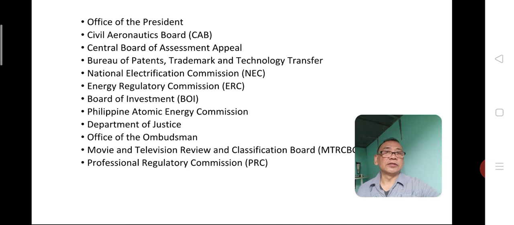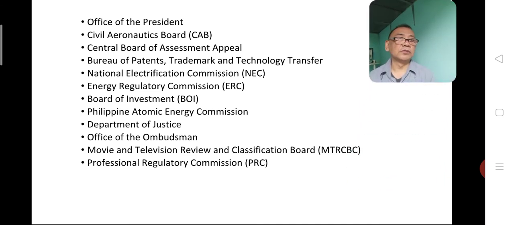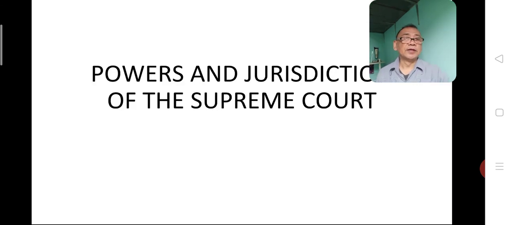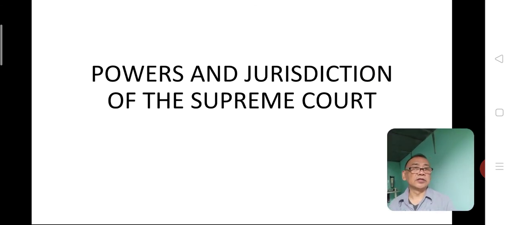Office of the President, Civil Aeronautics Board, Central Board of Assessment Appeals, Bureau of Patents, Trademarks and Technology Transfer, National Electrification Commission, Energy Regulatory Commission, Board of Investments, Philippine Atomic Energy Commission, Department of Justice, Office of the Ombudsman, Movie and Television Review and Classification Board, Professional Regulation Commission. So, ito yung mga quasi-judicial power na binigay sa mga agencies na ito. Now, let's go and discuss the powers and jurisdiction of the Supreme Court after the break.